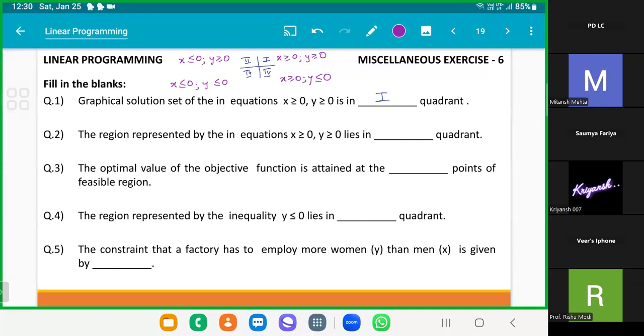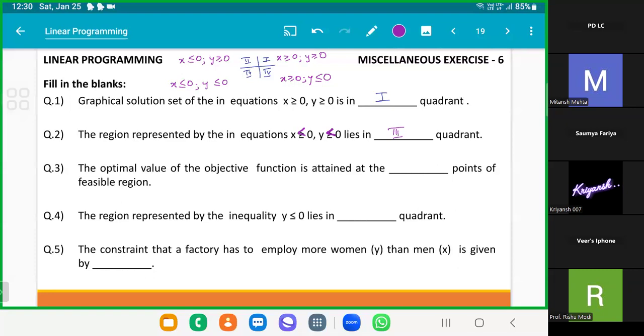Third, the region represented by, right? We have x positive and y positive. Oh, I have done x. I think so. Both the signs are opposite. X is less than 0 and y is less than equal to 0. So that will be the third quadrant.